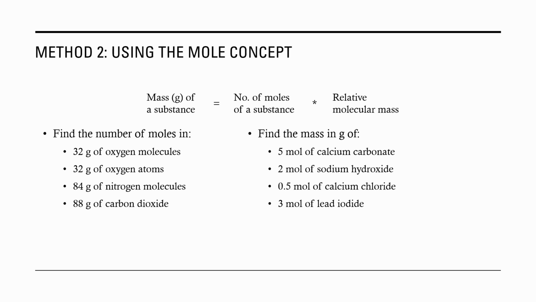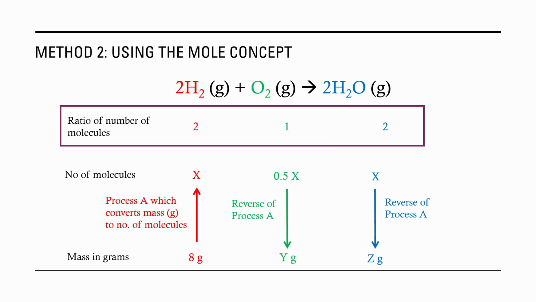We're given the mass in grams of hydrogen. We can work out the relative molecular mass of a hydrogen molecule using a periodic table. The relative molecular mass of hydrogen is 2, so we should be able to work out the number of moles of hydrogen that was used. So let's go ahead and do that. The number of moles of hydrogen used would be equivalent to the mass in grams divided by the molecular mass of a hydrogen molecule. So that's 8 grams divided by 2. So that's 4 moles. Let's go ahead and replace X with 4.